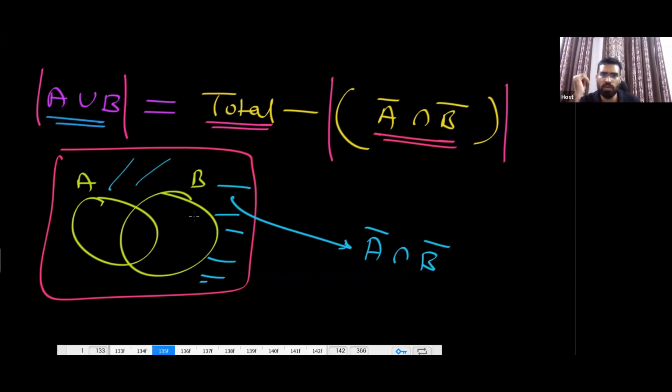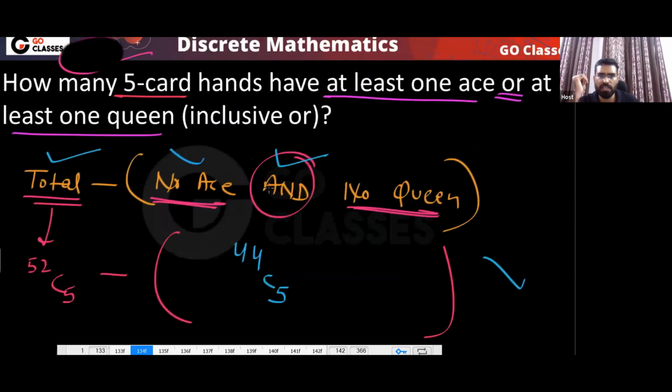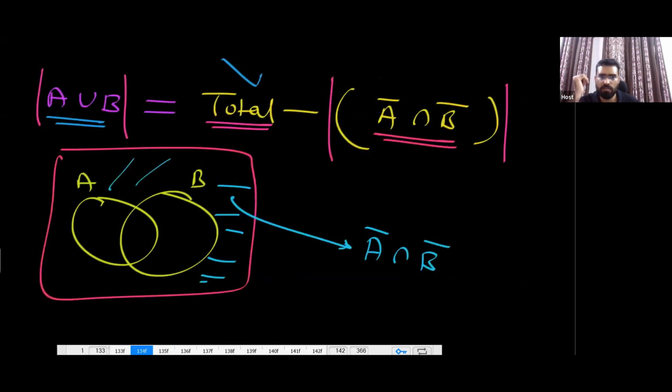A union B, if you want, then sometimes you can do total minus neither A nor B. For example here, no ace and no queen. Both are the same, because this is the area of A bar intersection B bar. Is this clear? Tell me. You can take this as a note, because this will help you sometimes.